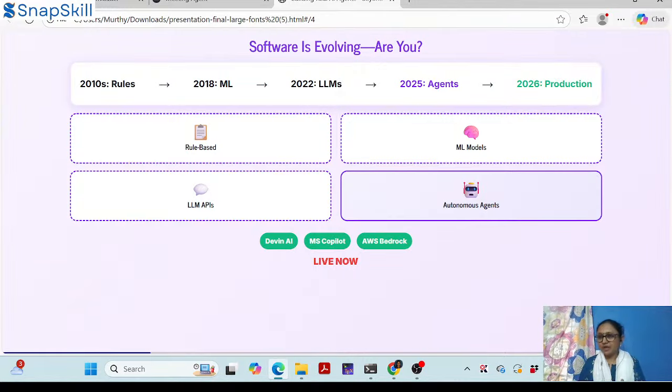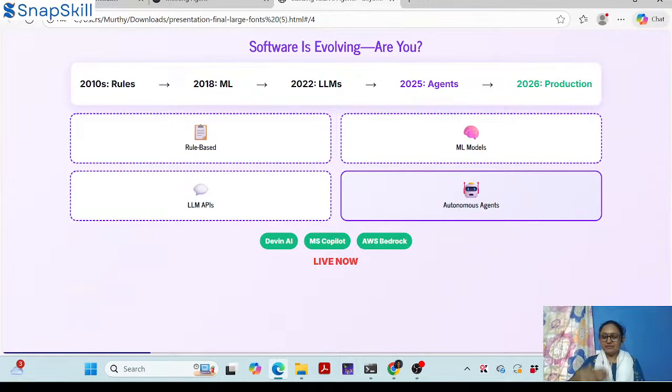In 2025, what is the buzzword here? Agents are coming into the picture. Now what do we have to do? Agents are coming. How do we use these agents? We have to think about agents for production development.